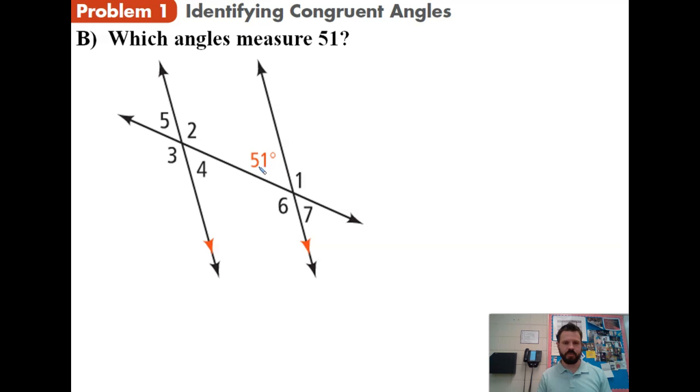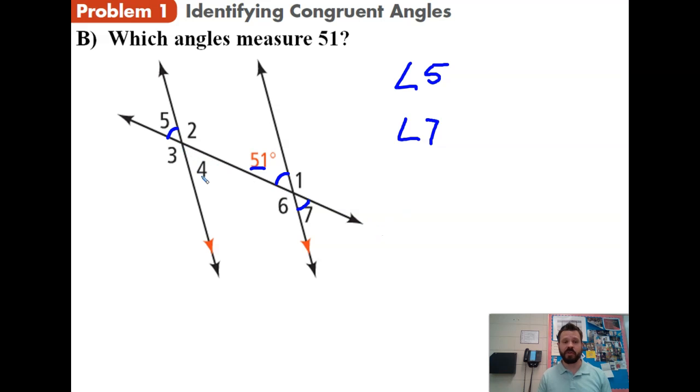All right, let's go through part B. So I'm given 51 degrees right here. We want to know what other angles are 51. And again, I have parallel lines with the transversal, so my corresponding angle postulate applies. Now, 51 is going to be congruent with its corresponding angle, angle 5. Okay, 51 will also be congruent with this vertical angle here, angle 7.